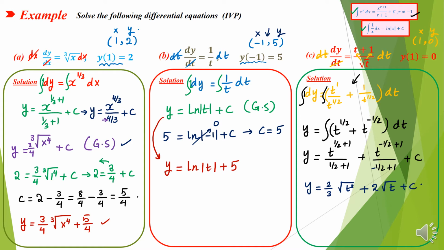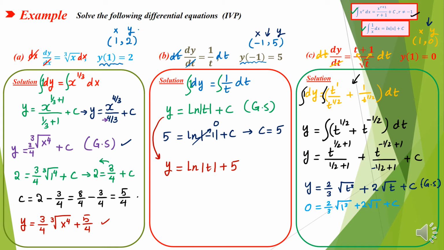So this is the general solution for our equation, and to find the particular solution you have to plug in the point we have in the question, which is the initial condition. So you have to replace t by 1 and y by 0. So you'll get 0 equals 2 over 3 square root of 1 cubed plus 2 multiplied by square root of 1 plus c.